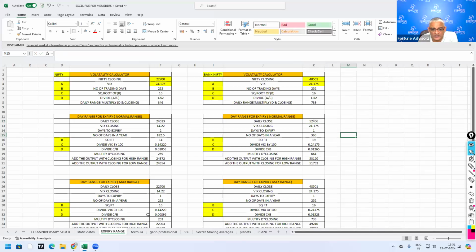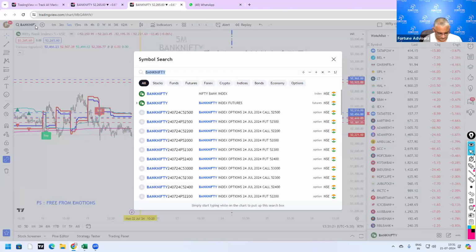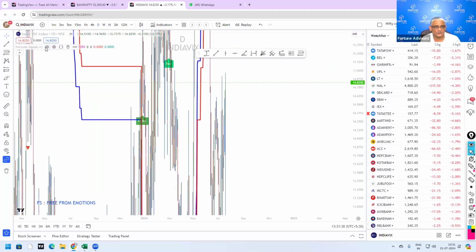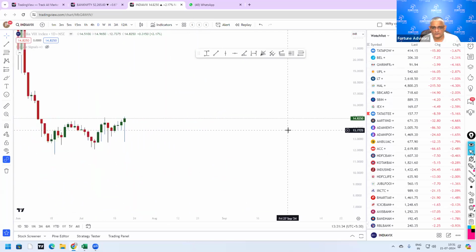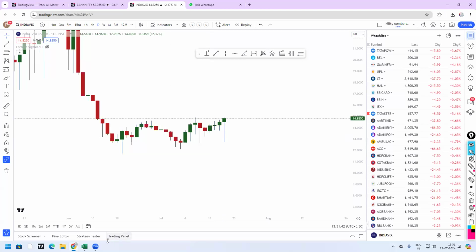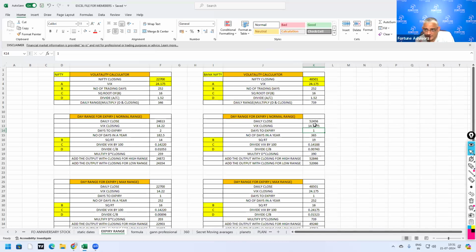Whatever, no problem. So now on that day, what was the VIX? What was the closing of VIX? 14.187. Here we have only one day. I need to put only one. You got it or not? So now what it says? The possible range on the expiry day will be 52,846 and the lower range is 52,066. This is the highest probability, which is the normal range. I will go to the max range later. This is the normal range.